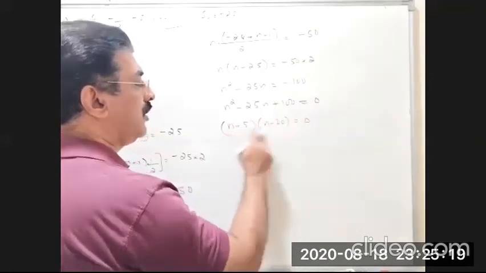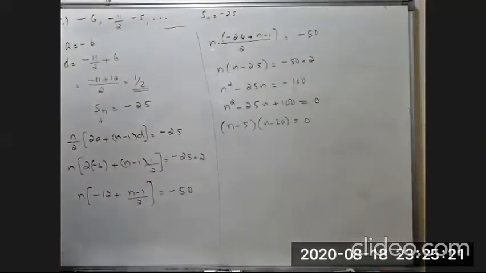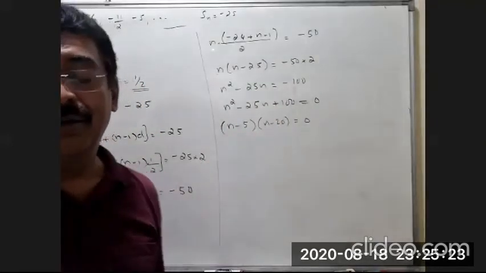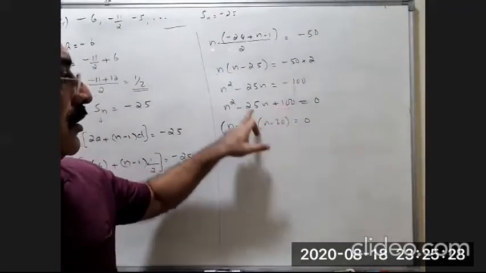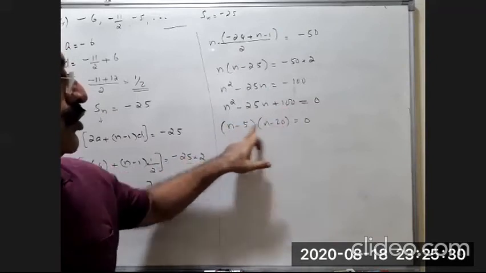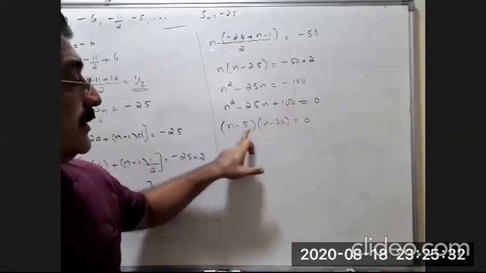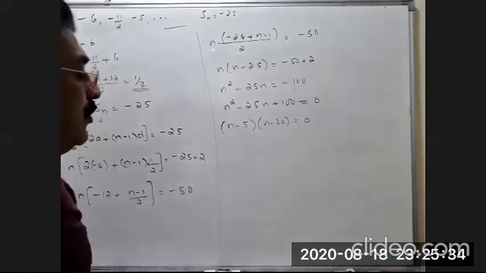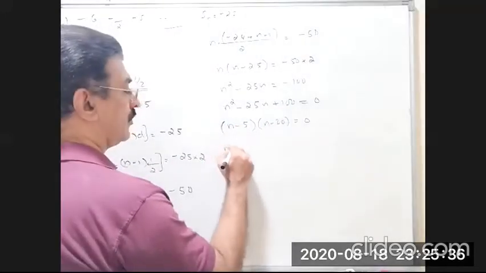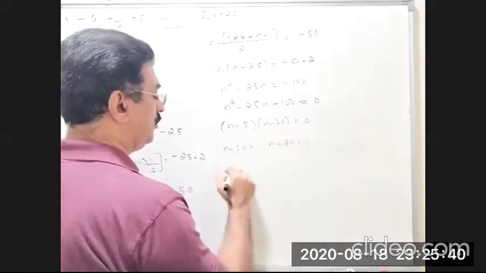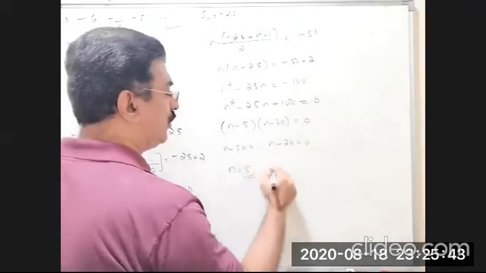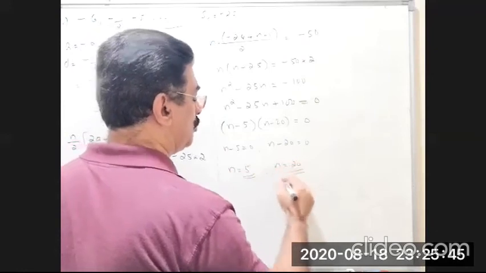If you are not getting it directly, go for discriminant. But you have to get it directly. You are in class 11th now. Product is 100, sum is 25, so minus 20 and minus 5. This means n minus 5 is 0, n minus 20 is 0, n is equal to 5, n is equal to 20.